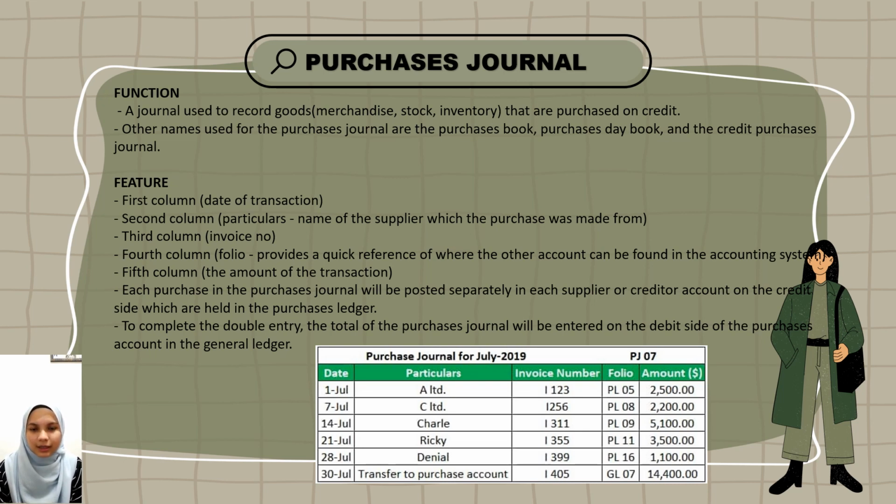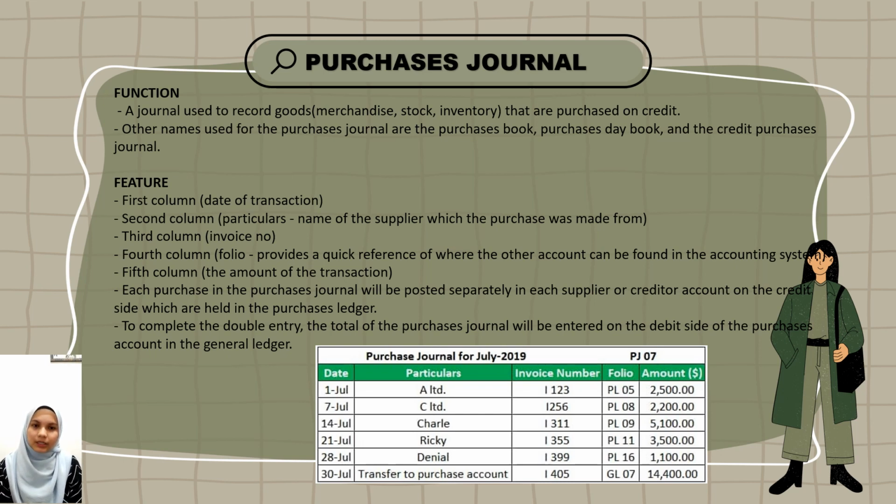What is a purchase journal? A purchase journal is a journal used to record goods such as merchandise, stock or inventory that are purchased on credit. A credit purchase is where goods or services were bought from a supplier, and the supplier and business agree for the payment to be paid at a future date.